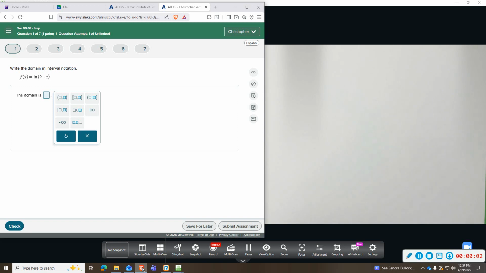All right, today we're looking at section 9.6, and it is going over log applications and expressions. Number one, we want to write the domain in interval notation.